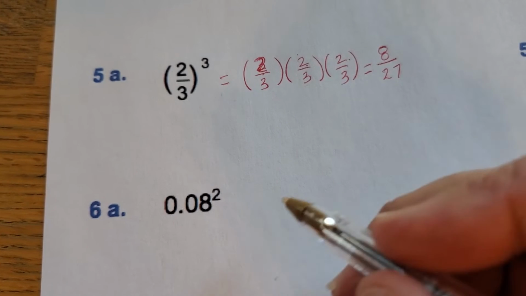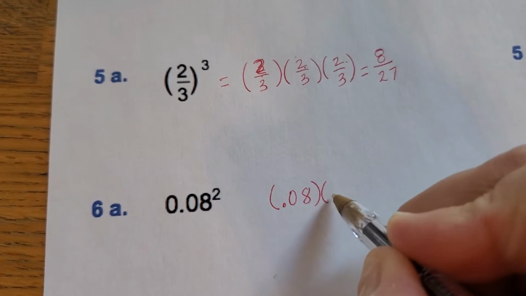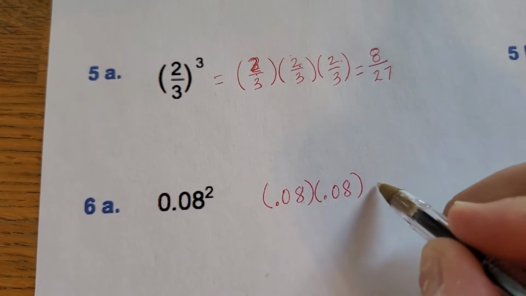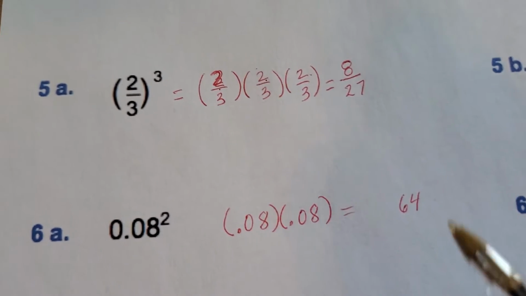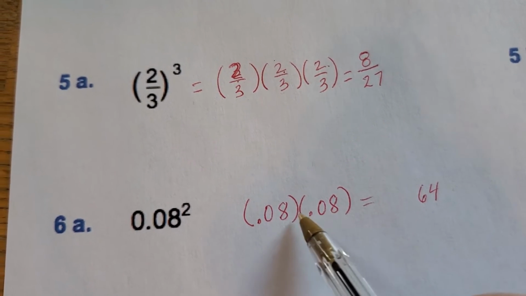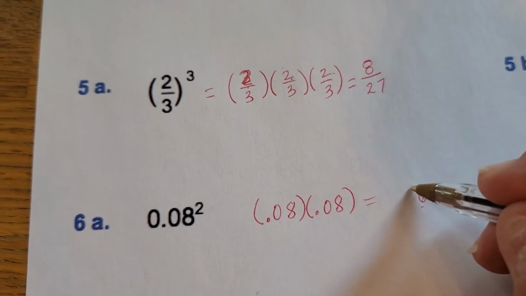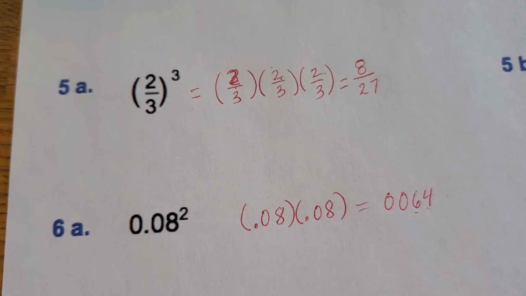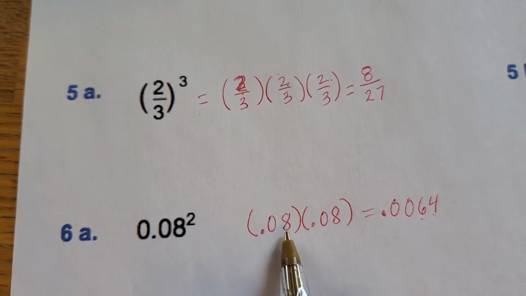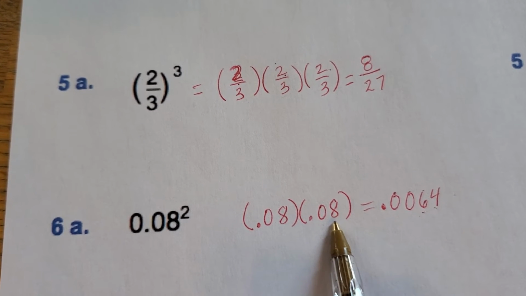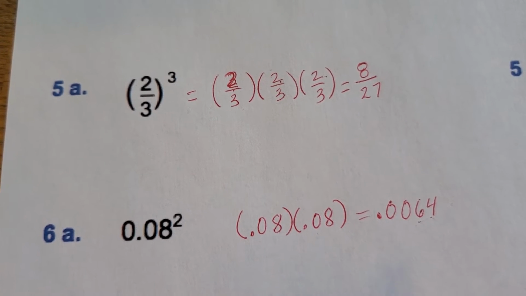Our next example, 0.08 to the second power means I have 0.08 times 0.08. We know 8 times 8 is 64 from an earlier problem. But when we multiply decimals, we have to have 4 decimal places in our answer, and so far I only have 2 digits. So in front of that 64, I'm going to put 2 zeros, and in front of that first 0, I'm going to put a decimal point. I have 1, 2, 3, 4 decimal places in my 2 numbers that are being multiplied, and I have 1, 2, 3, 4 decimal places in my answer.